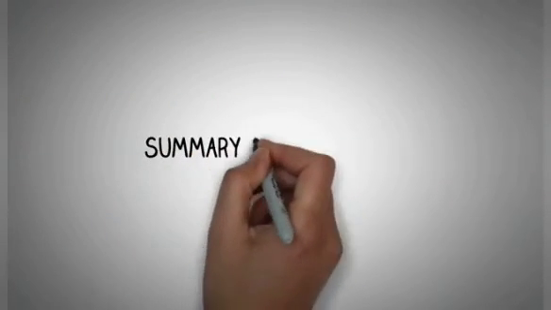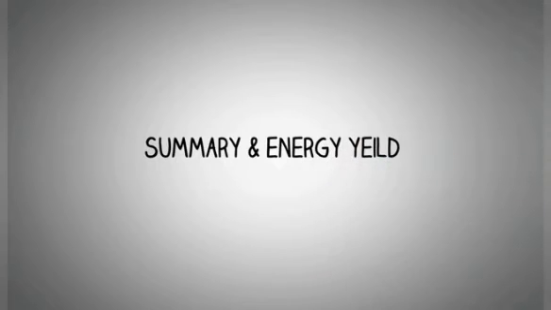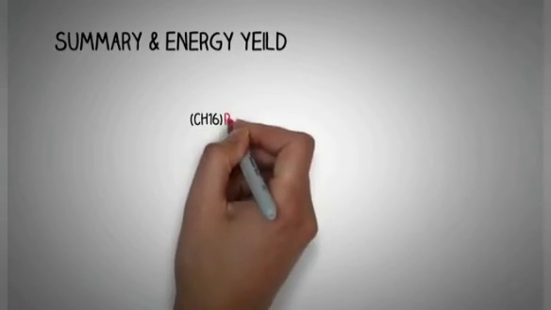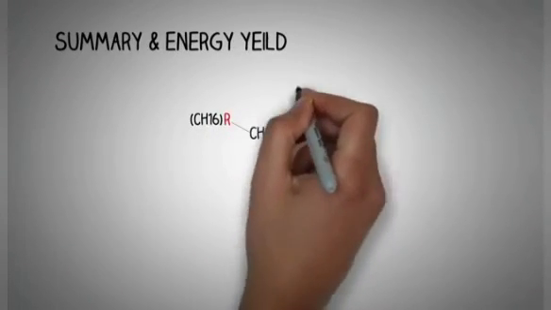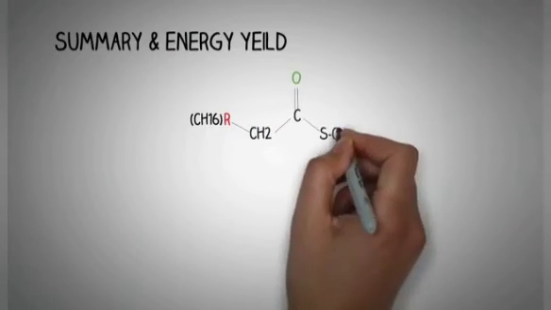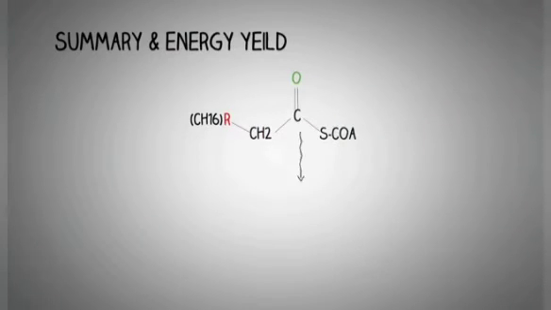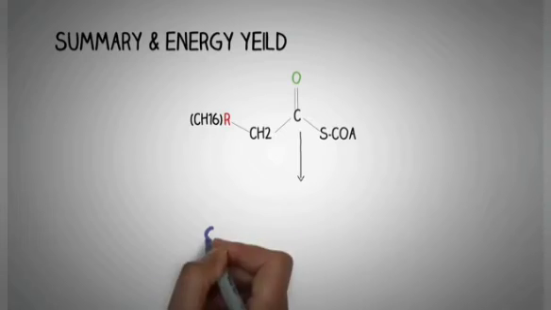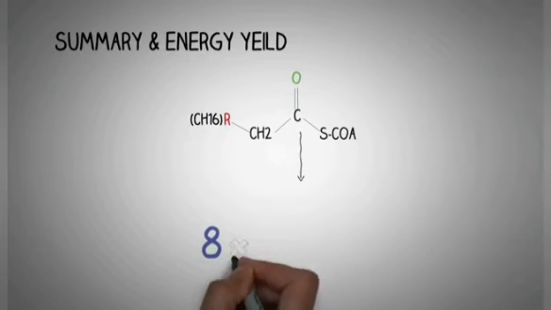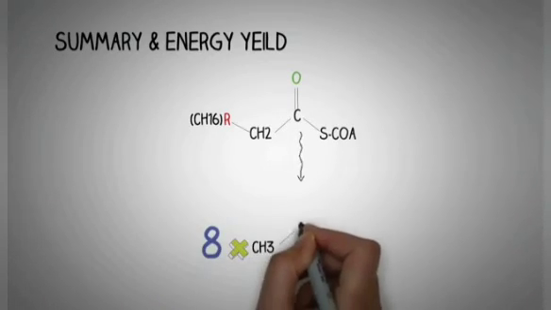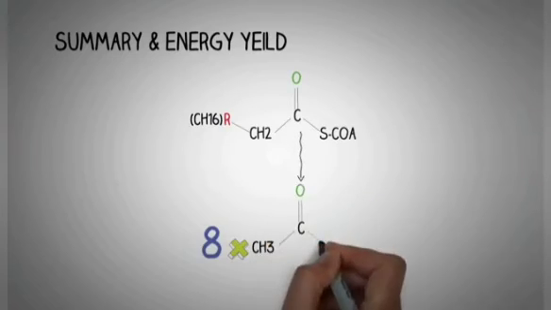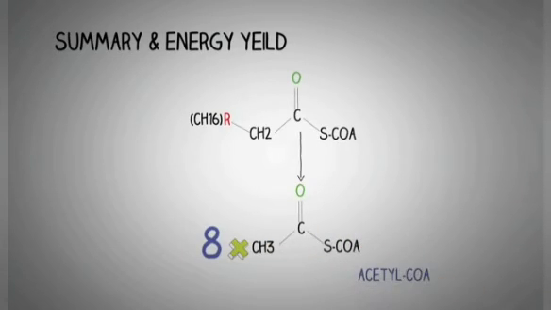Let's talk about the summary and the energy yield of beta oxidation. Up till now we have studied how a 16 carbon palmitoyl-CoA is converted into 8 molecules of acetyl-CoA. In these reactions we have also seen reducing equivalents are produced, that is the FADH2 and the NADH.